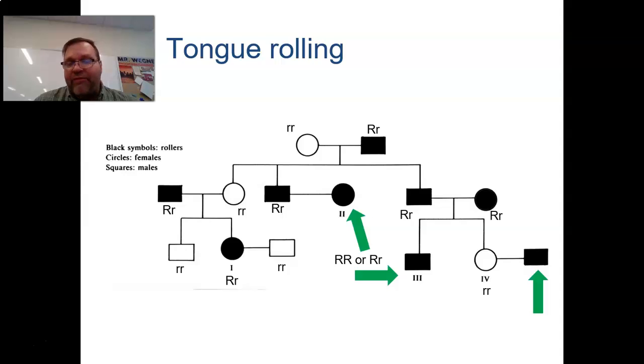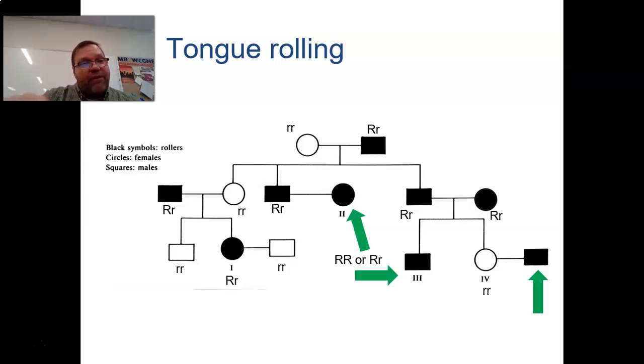And then finally, the last individual in the third generation, the male who married the female that had the lowercase r, lowercase r. I think it's female number 4, it says there. We have no clue what that is, other than he must have one capital R. Why does he have at least one capital R? We know that because he's a roller. In order to be a roller or tongue roller, you have to have at least one capital R.